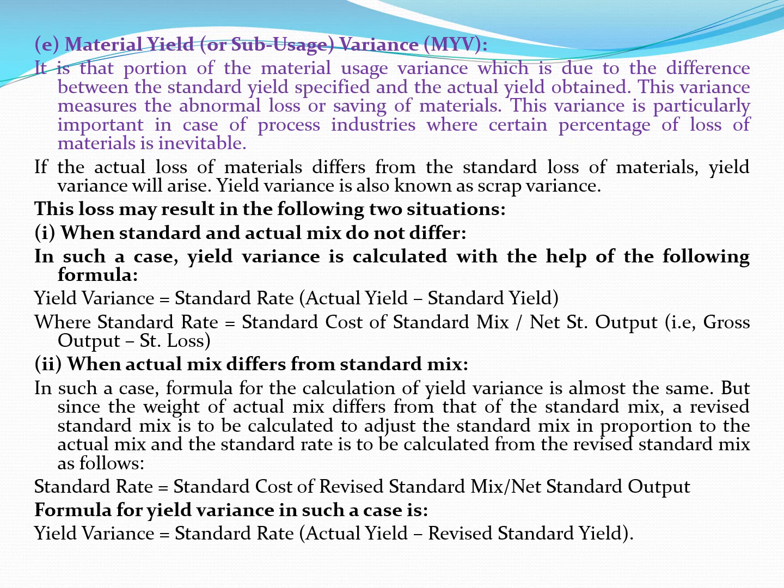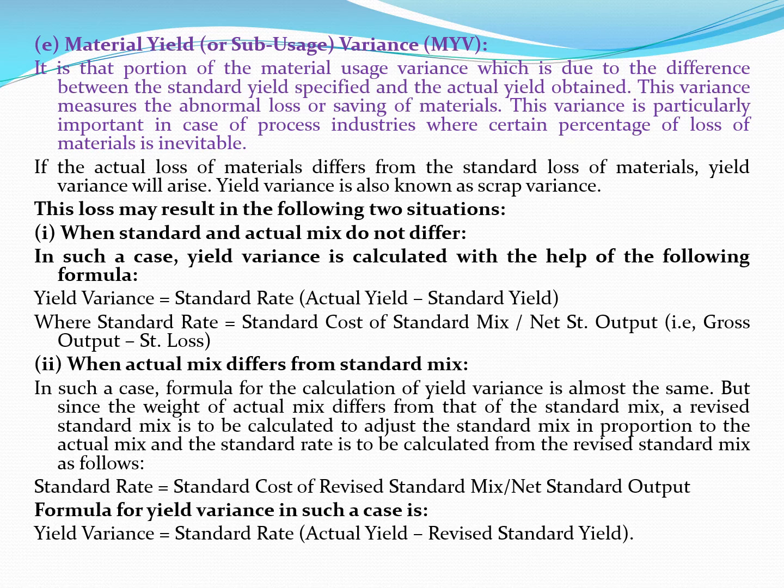This variance is particularly important in the case of process industries where a certain percentage of loss of material is inevitable. If the actual loss of materials differs from the standard loss of materials, yield variance will arise. Yield variance is also known as scrap variance. This loss may result in the below two situations. When the standard and actual mix do not differ, yield variance is calculated with the help of this formula.